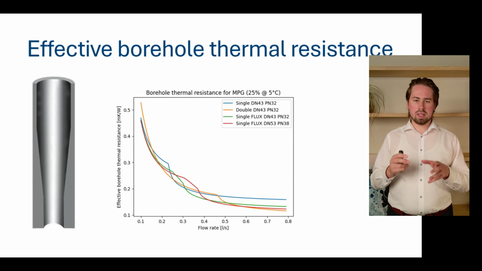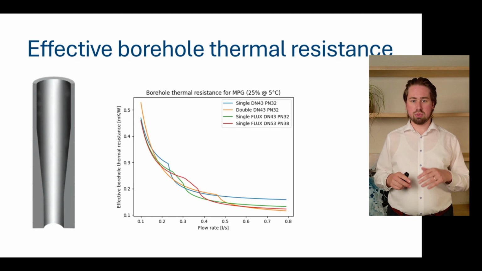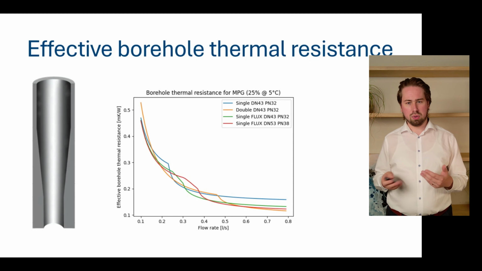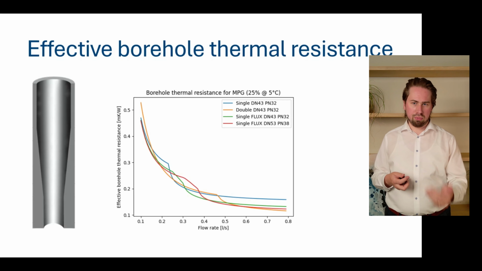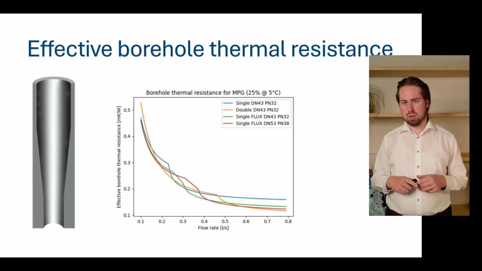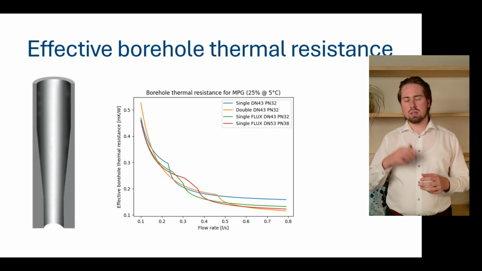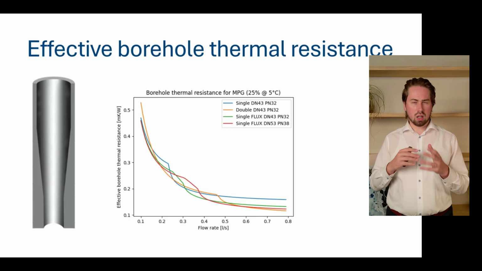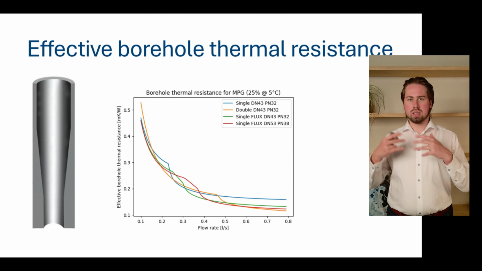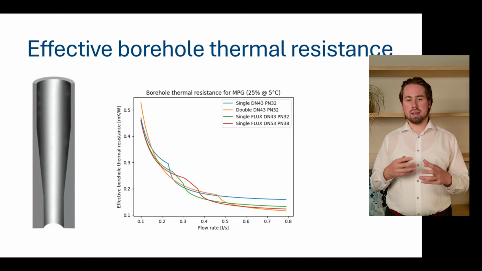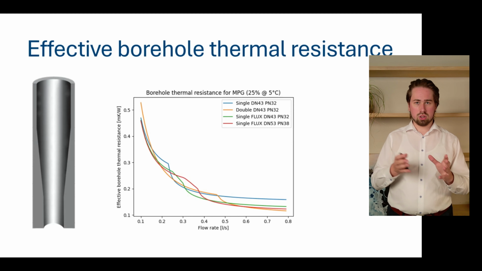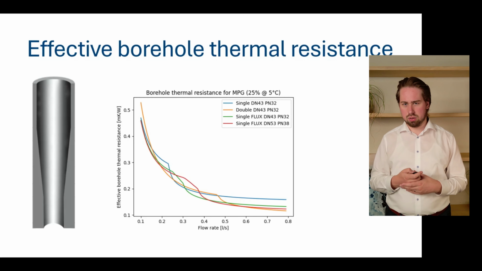But again, here we see that within a certain flow range, for example 0.3 liters per second to 0.5 liters per second, our single flux actually outperforms the double DN43, also from a thermal perspective. So this is just to show how different pipe diameters, as we discussed already a couple of times in this part as well, play a role in determining when a certain solution would be better than the other.